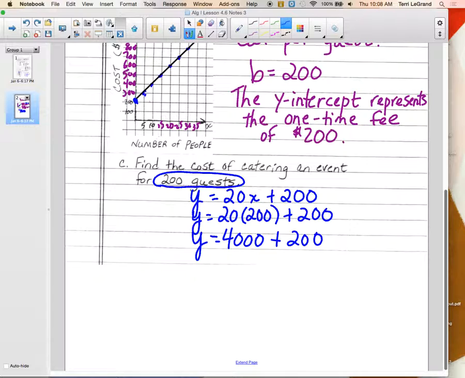So the cost of catering this event for 200 guests would be how much? $4,200. And we can put a label on it because we know what the y is representing. Okay. So if we had a large enough graph to look at, we could go to x equals 200 on the x-axis, follow it up to the line, follow it over to our y, and our y value should be 4,200. We don't have a big enough graph to do that, so we're going to do the algebraic way instead.